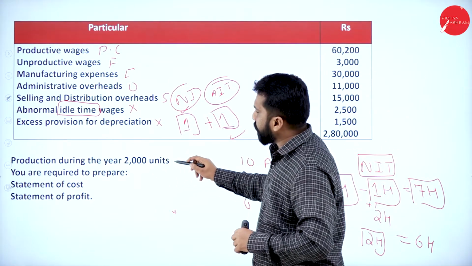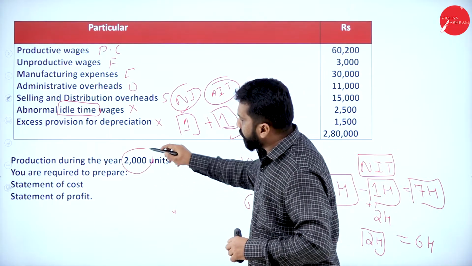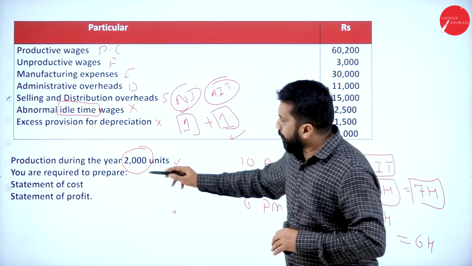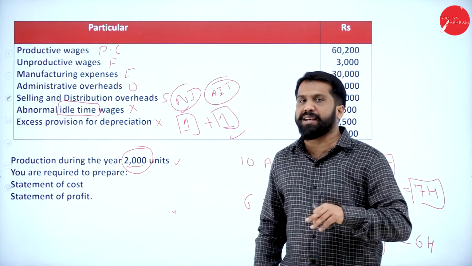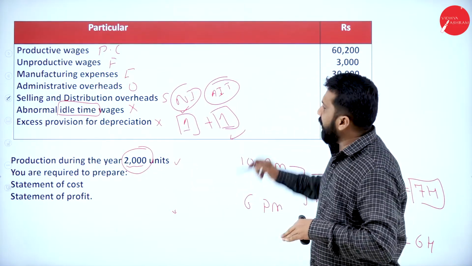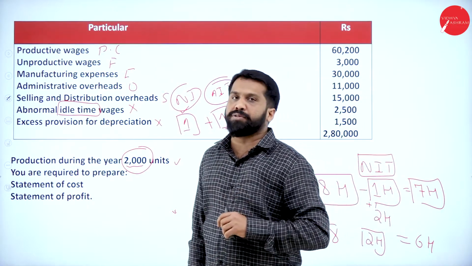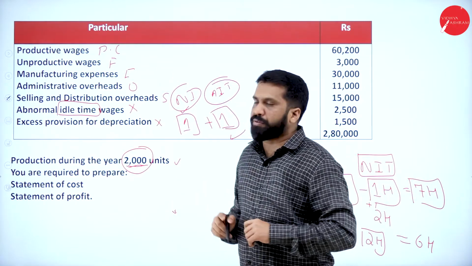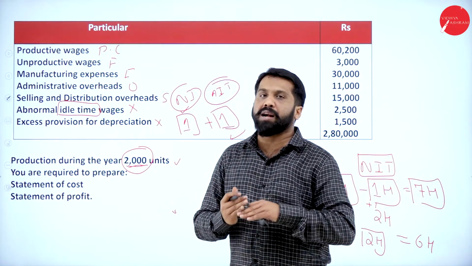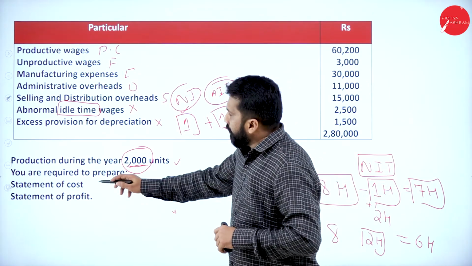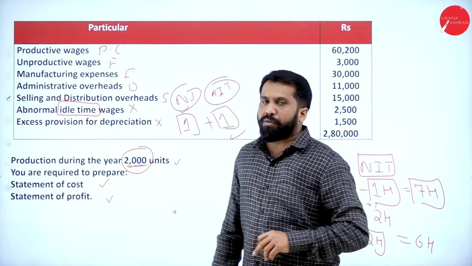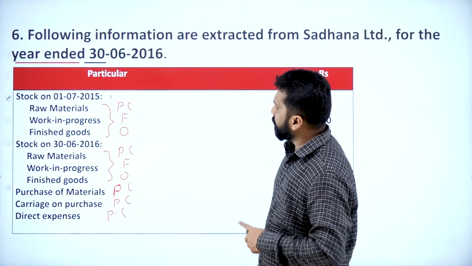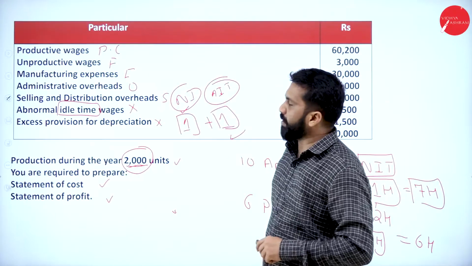Production during the year is 2000 units. The number of units is mentioned. In the previous type of problem, the number of units was not mentioned. That's why we were not using the extra column, cost per unit. But in this problem, the number of units is given, so we are supposed to calculate cost per unit. How to calculate? I'll tell you. You are supposed to find out the statement of cost and statement of profit. Have they given any sales value here? No. So we will find it out, it is easy.